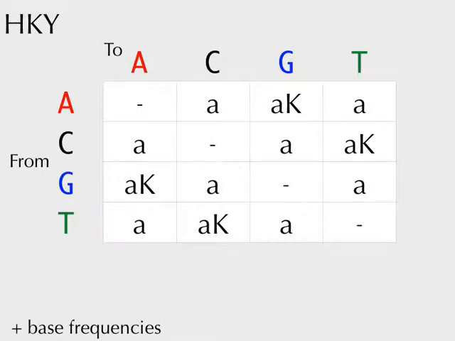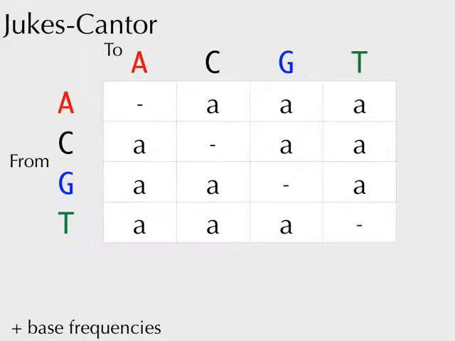But HKY also limits parameters. It limits even more parameters. Maybe HKY is better. All right. How about Jukes-Cantor? Well, that's even simpler. That seems not good. All right. There's a lot of information.